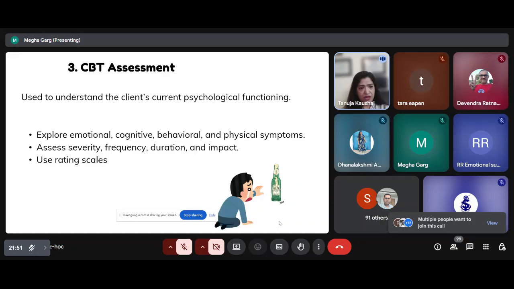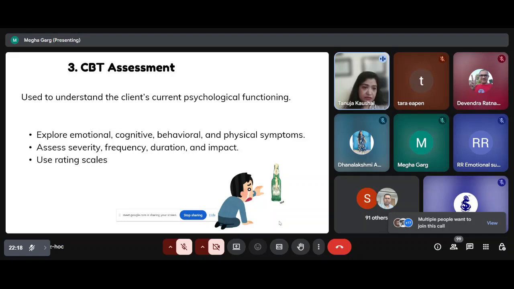Or for headaches, you can ask, can you rate the intensity of headache from 0 to 10? Or expenditure is another issue for which we can establish a baseline, like how much money do you typically spend during each shopping spree. For overeating, for obesity management, how often do you find yourself eating more than intended?